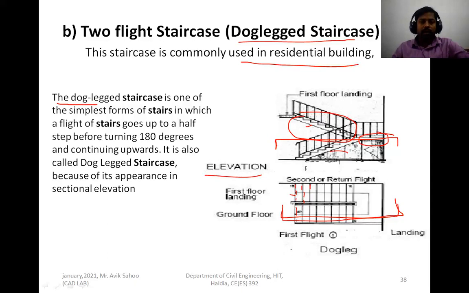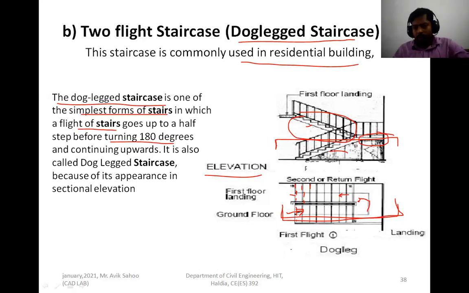Now the dog-legged staircase is one of the simplest forms of stairs, in which a flight of stairs goes up to a half step before turning 180 degrees. You see that this is an upward direction, you are going up, then you turn 180 degrees, then you go up, and finally you reach the floor level.